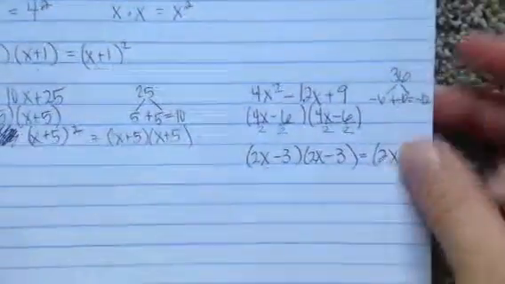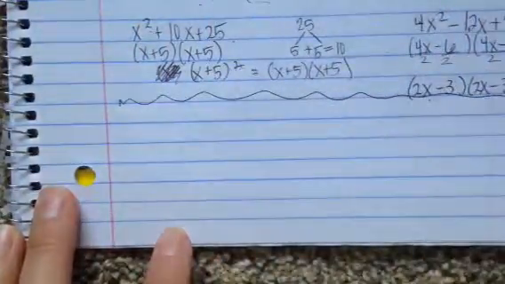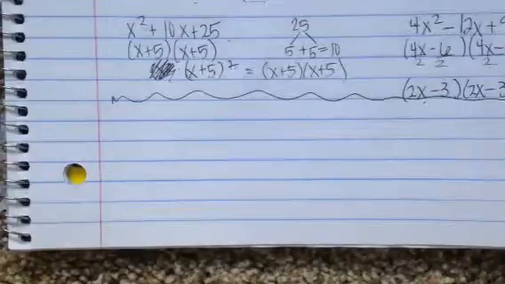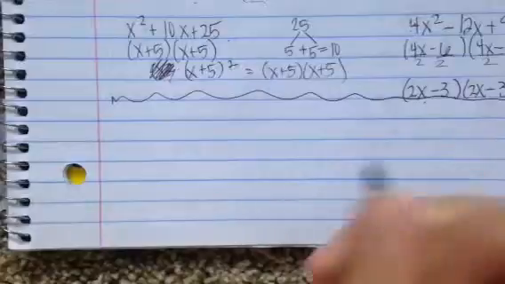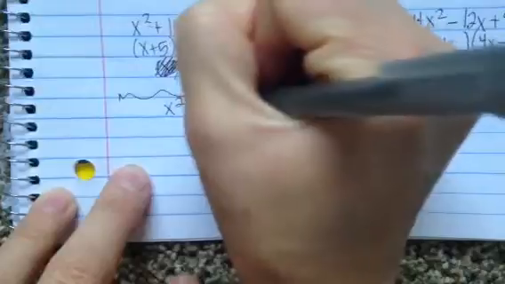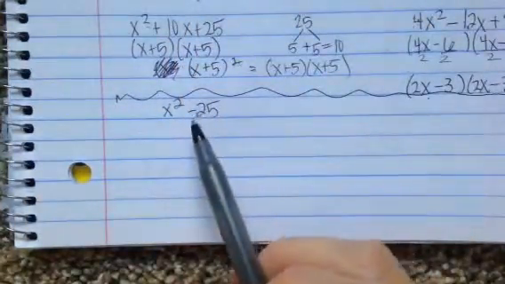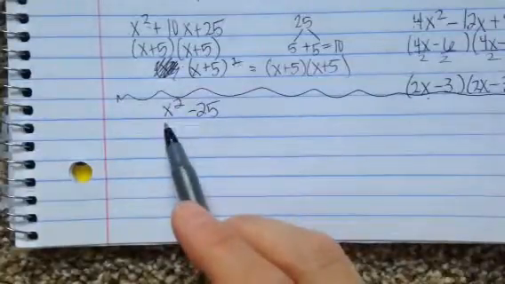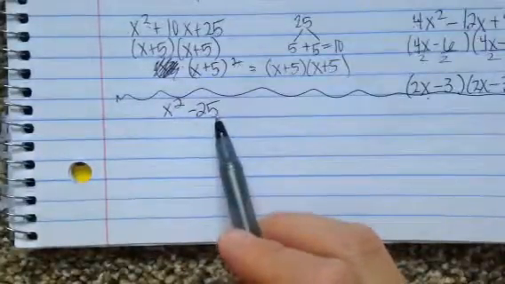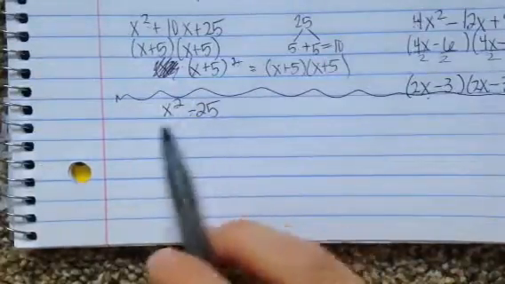And that's our answer. Okay, I just want to talk about the difference of perfect squares now. So that was factoring perfect squares. Now let's do difference of perfect squares. Here's another one. Okay, so let's try x squared minus 25. Now this is called difference of perfect squares because x times x is a perfect square, and 25 is a perfect square because it's 5 times 5. So difference means minus. So difference of perfect squares.